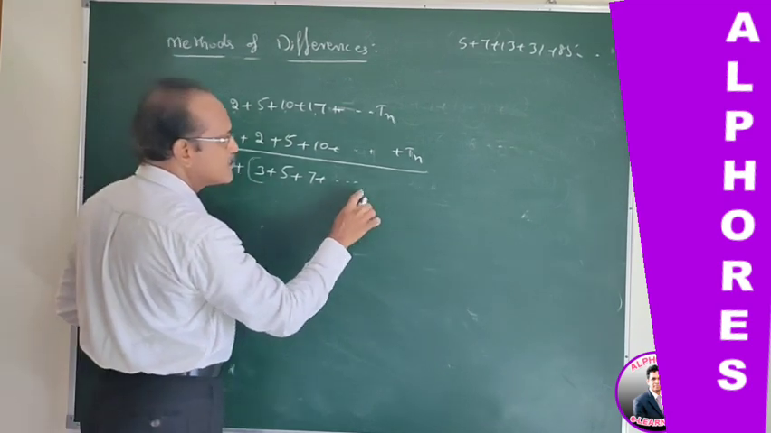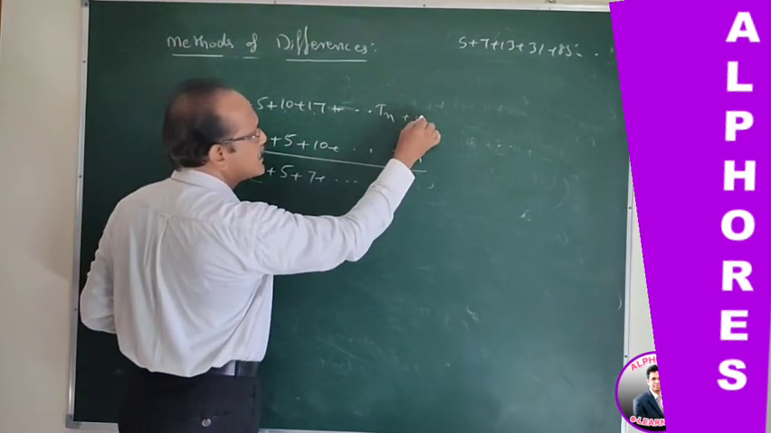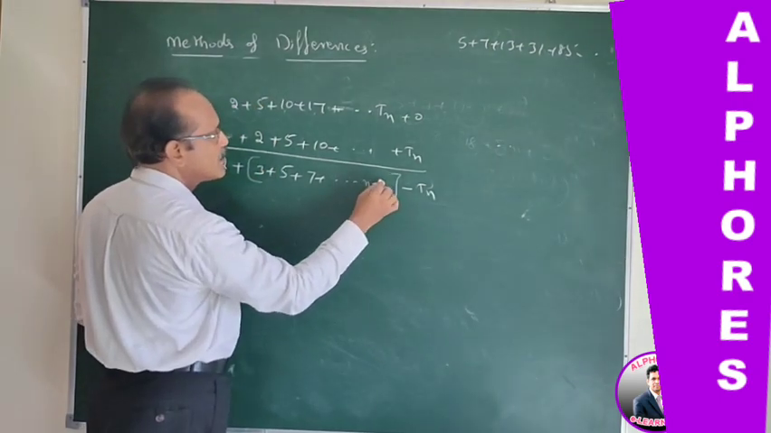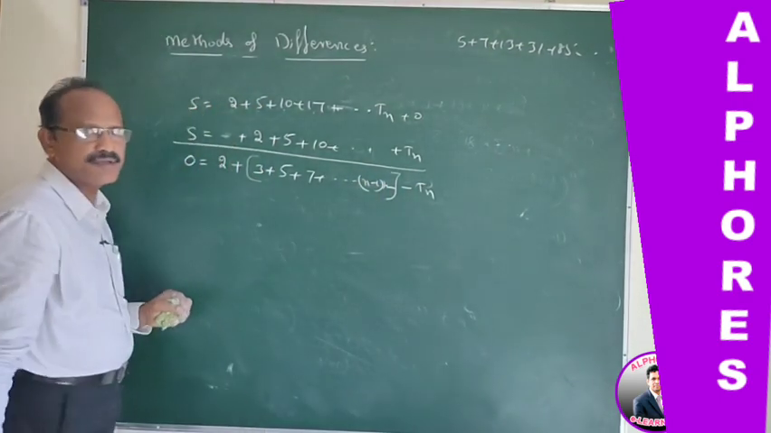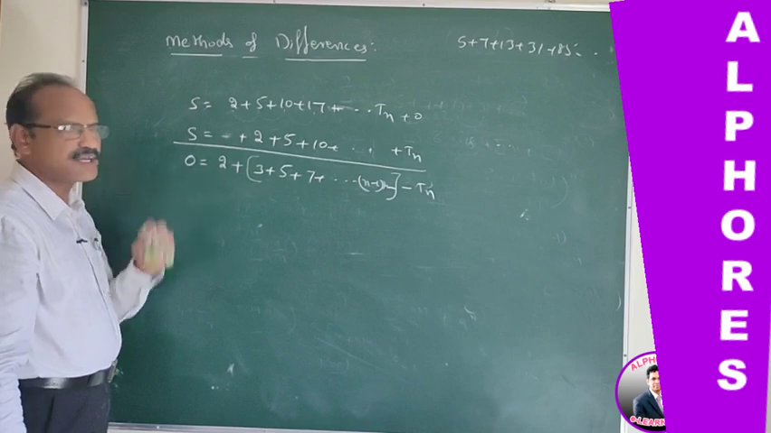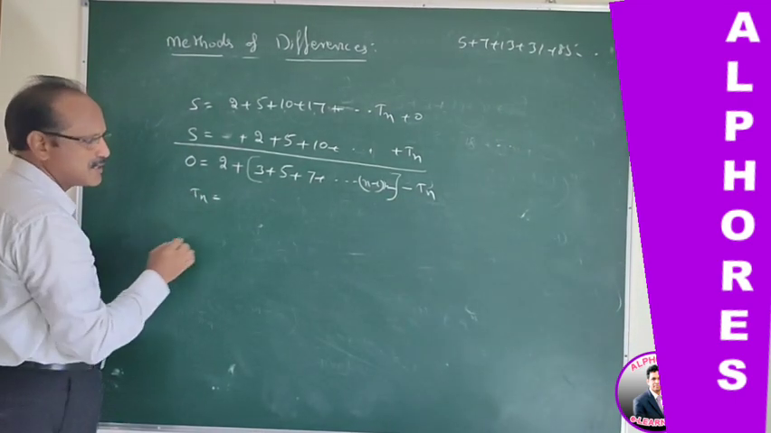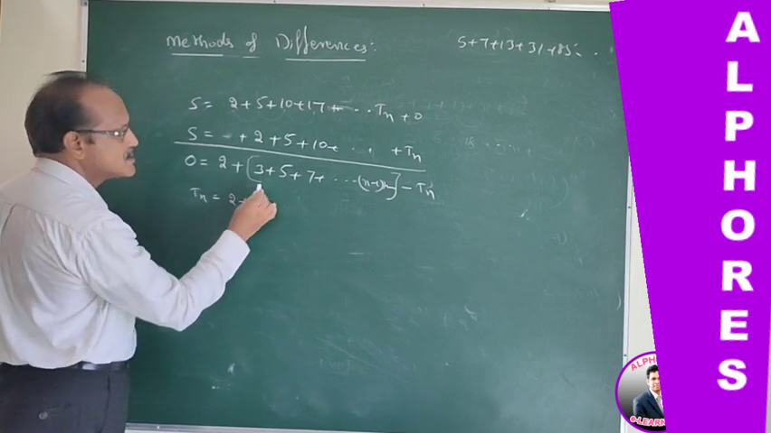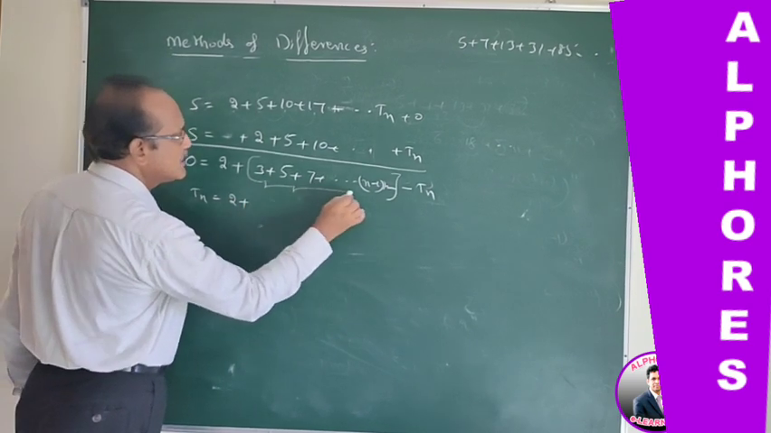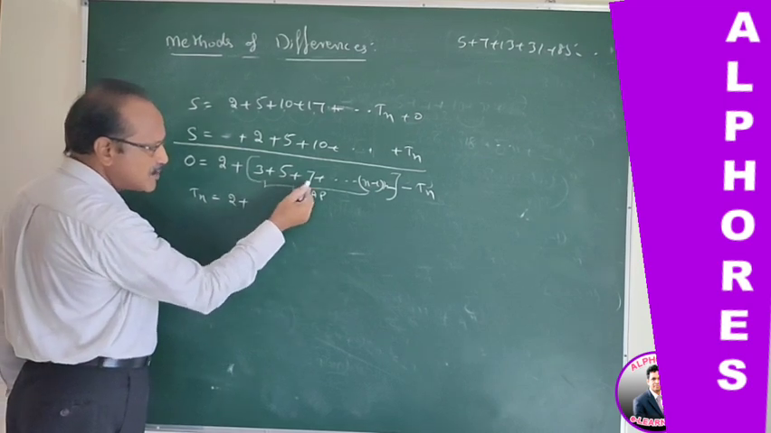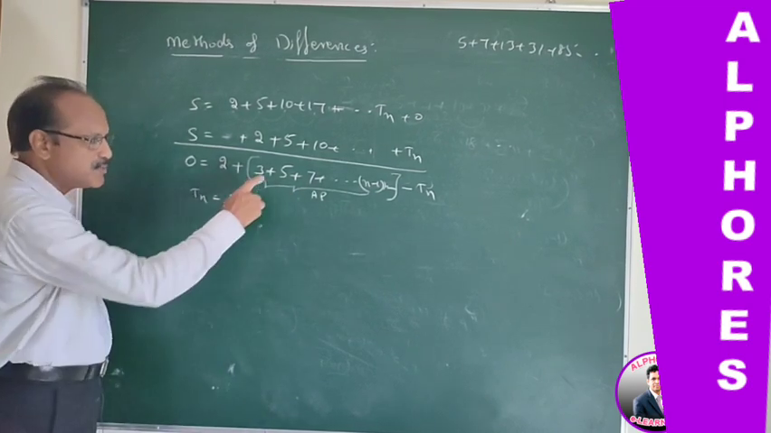You know, these are n minus 1 terms up to this one. Here it is 0, and 0 minus Tn is minus Tn. These are n minus 1 terms because we are leaving one term. So 0 equals 2 plus this sum minus Tn, and this forms an AP series because the common difference is 2. So this is an AP series.